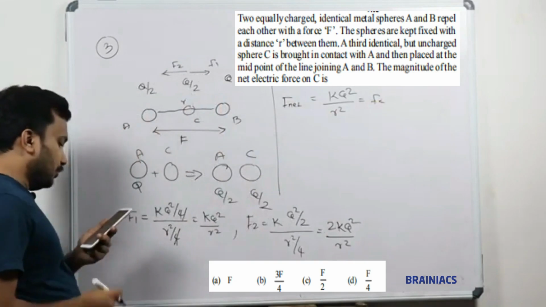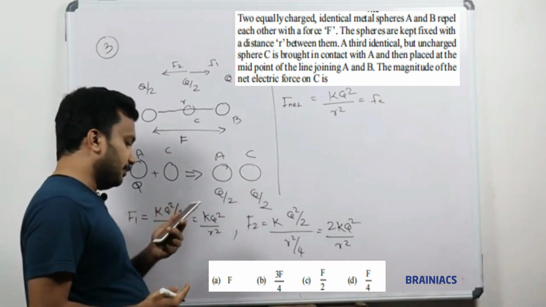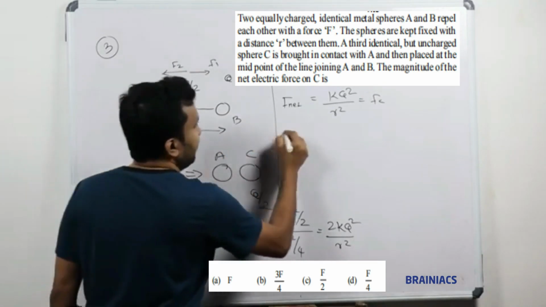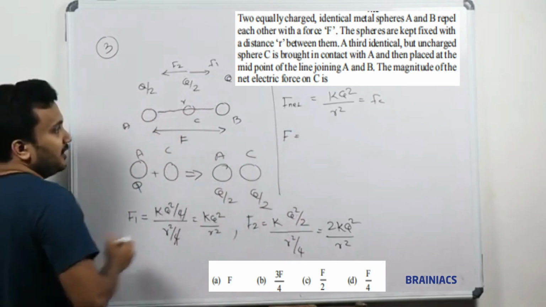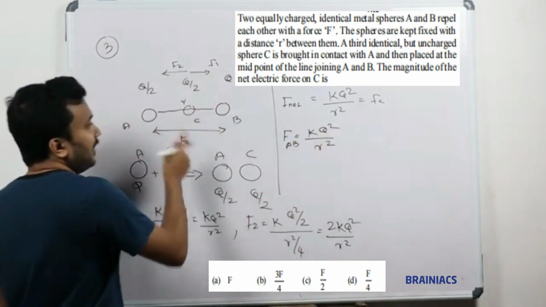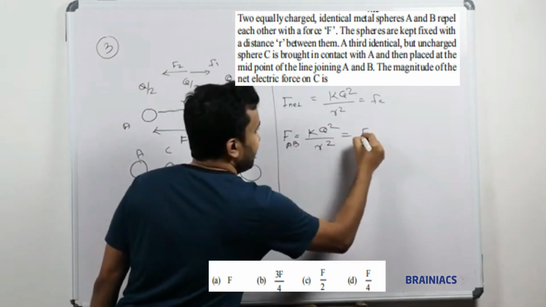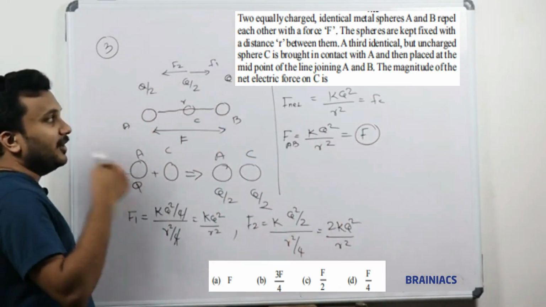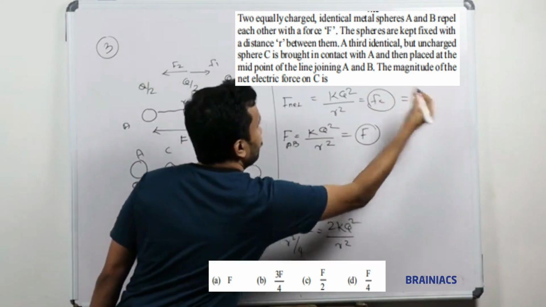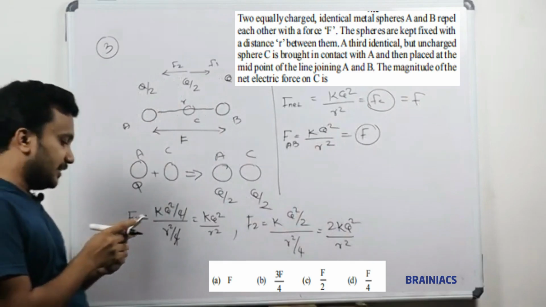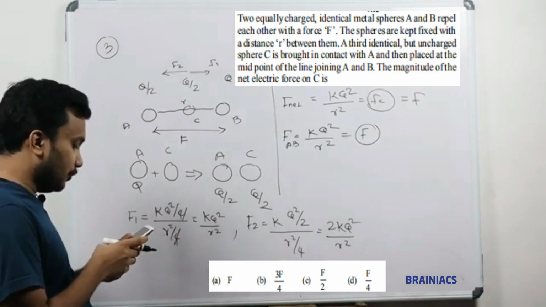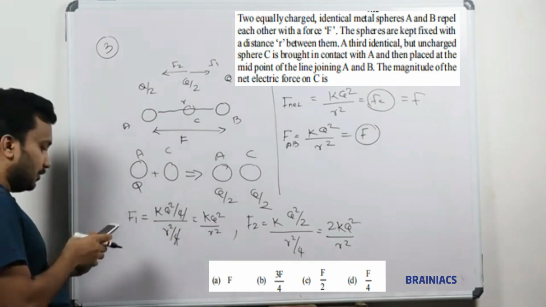Now we look into the question. Two equally charged identical metal spheres A and B repel each other with a force of F. If A and B are here, what is the force between A and B? K into q square by r square. The force between the two bodies, FAB, is given in the question as F. Whatever we get for the net force on the charge C, that is Fc, is also equal to F. So the answer is option A, which means the total force will be equal to the net force on the body.